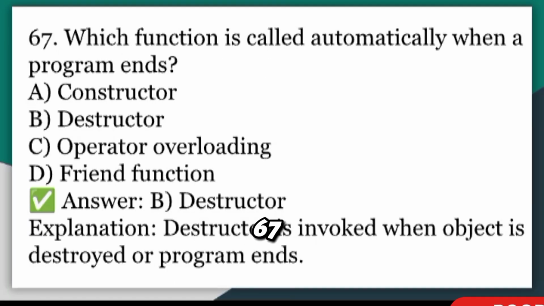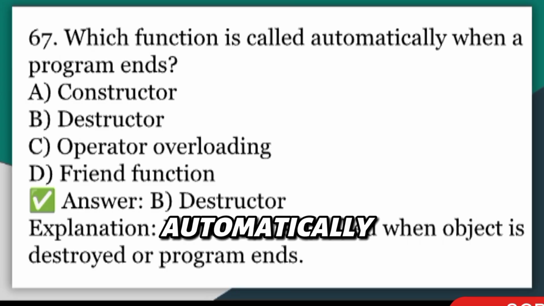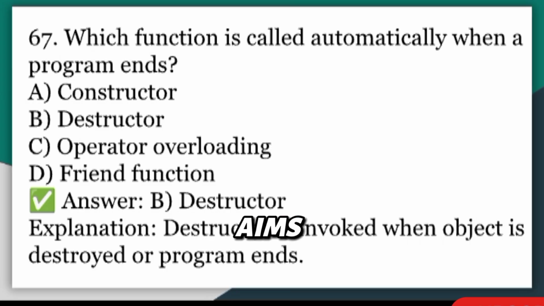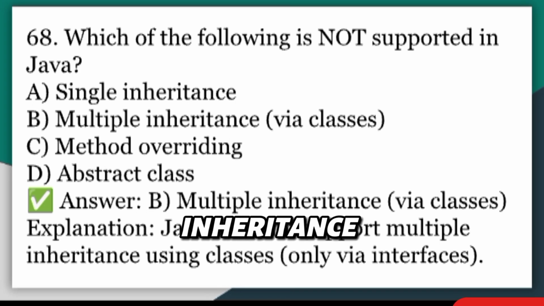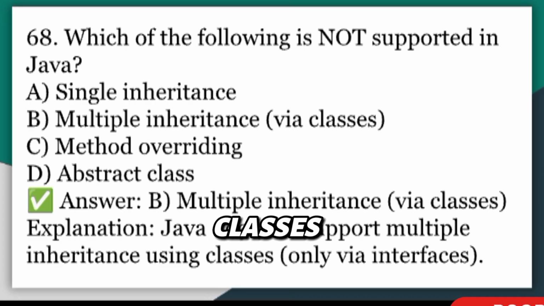Question number 67. Which function is called automatically when the program ends? So the right option is B, destructor. Destructor is invoked when an object is destroyed or the program ends. Question number 68. Which of the following is not supported in Java? So the right option is B, multiple inheritance. Explanation: Java does not support multiple inheritance using classes, only via interfaces.